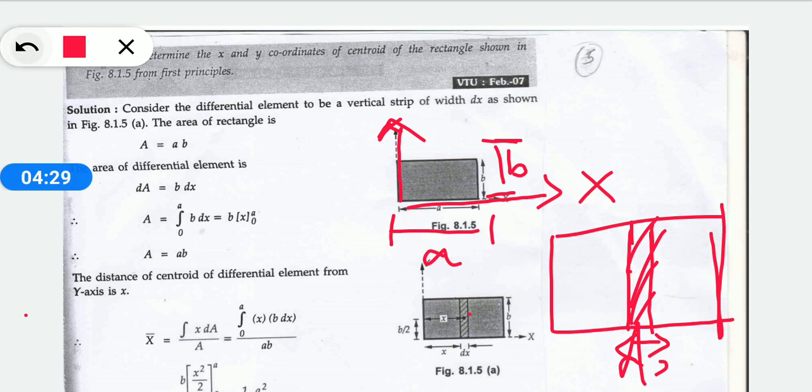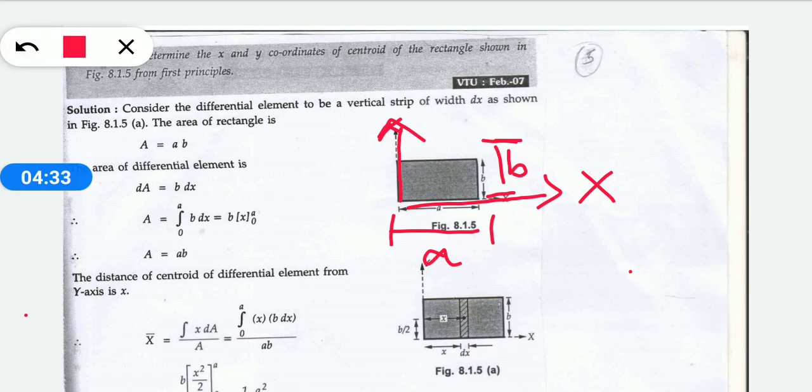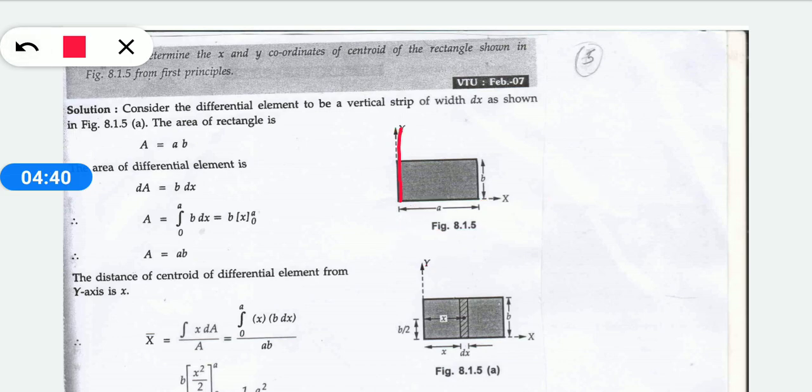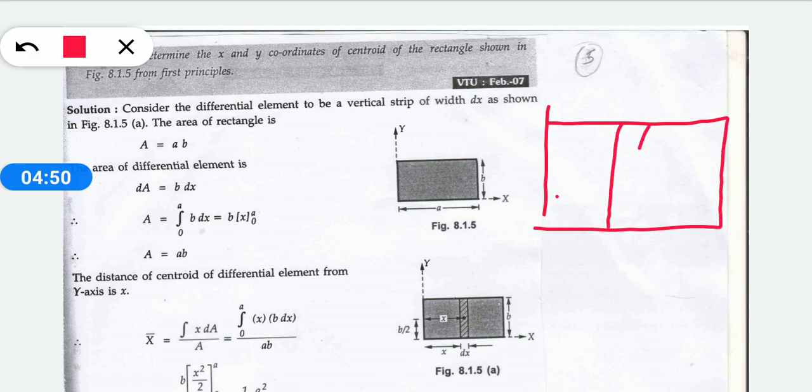That is what is explained in this sum. Now we need to find all the unknowns. The unknowns are A, dA, then your x value, then your y value. That is what we need to find now. So consider what the area is in your diagram. This is your rectangle and this is your element.